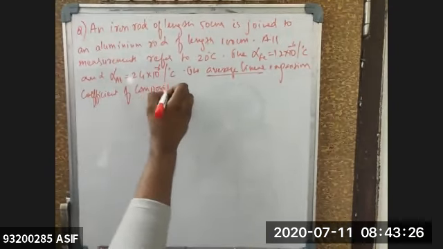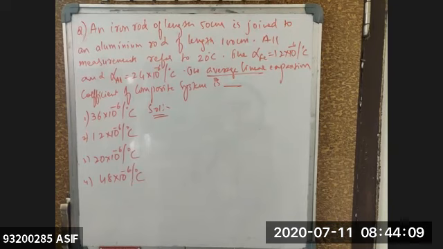An iron rod of length 50 centimeter is joined to an aluminum rod of length 100 centimeter. All measurements are referred to what temperature? 20 degrees centigrade. Alpha of iron and alpha of aluminum are given for us. The average linear coefficient of your composite system will be equal to how much? You need to draw the diagram for that one better first.